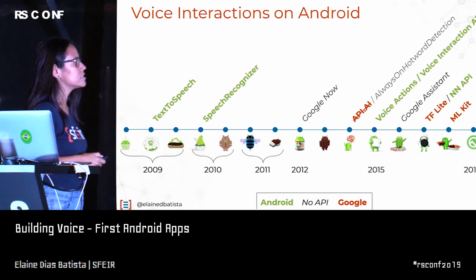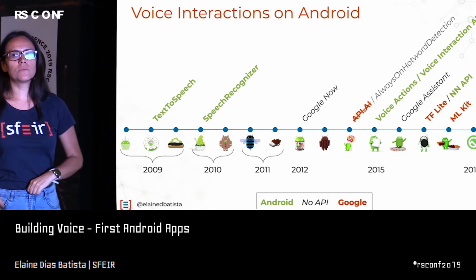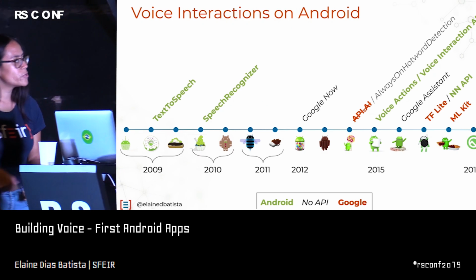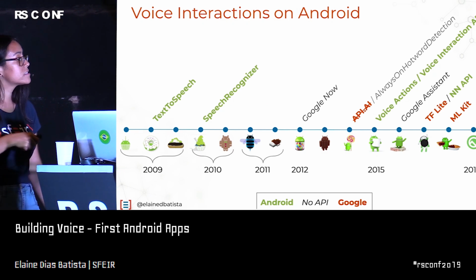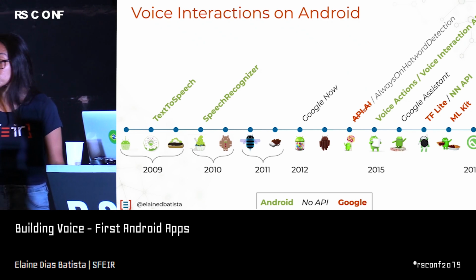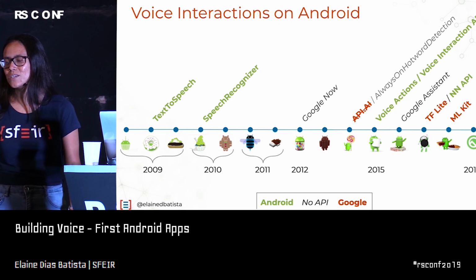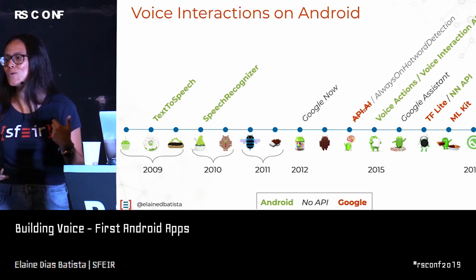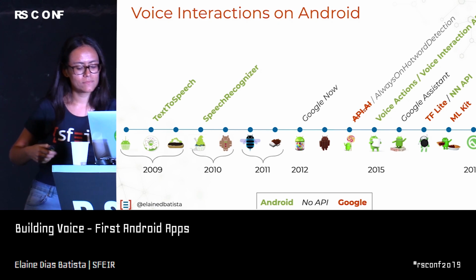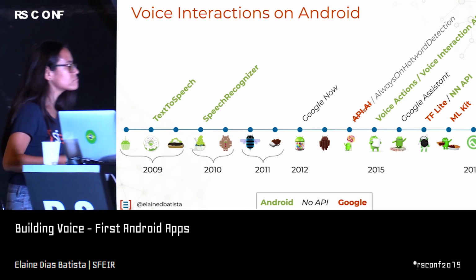So here you can see that I put in black and italic some Google efforts that have been made with voice that work on Android, but they don't have public APIs. In 2012, in the year of Android Jelly Bean, Google Now was announced. Sometimes we associate the "OK Google" with the Google Assistant, but the birth of this hot word was actually with Google Now back then.